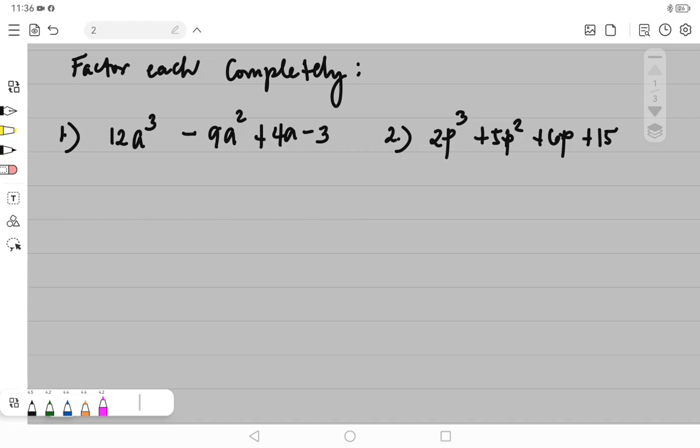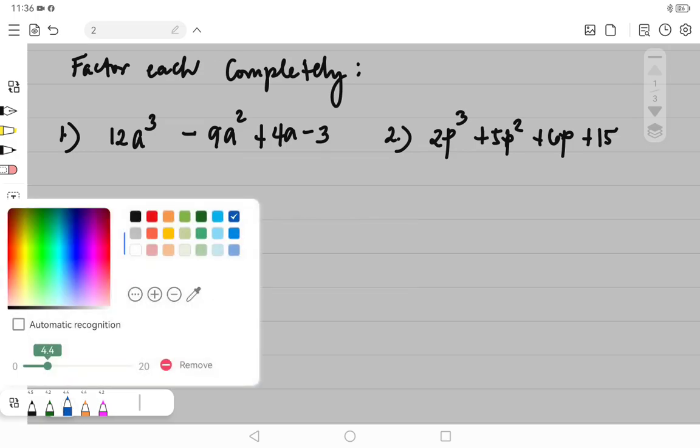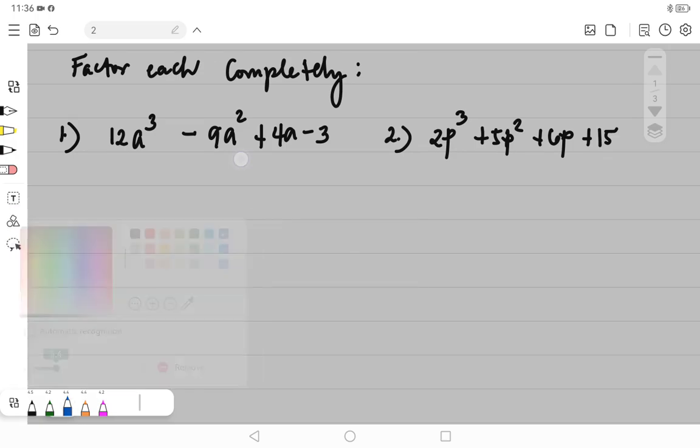Let's try to solve this, or factor this completely, by using factoring by grouping. In this case, we have 12a cubed minus 9a squared plus 4a minus 3. We will group this expression into two. The first group is 12a cubed minus 9a squared, and the second is 4a minus 3.